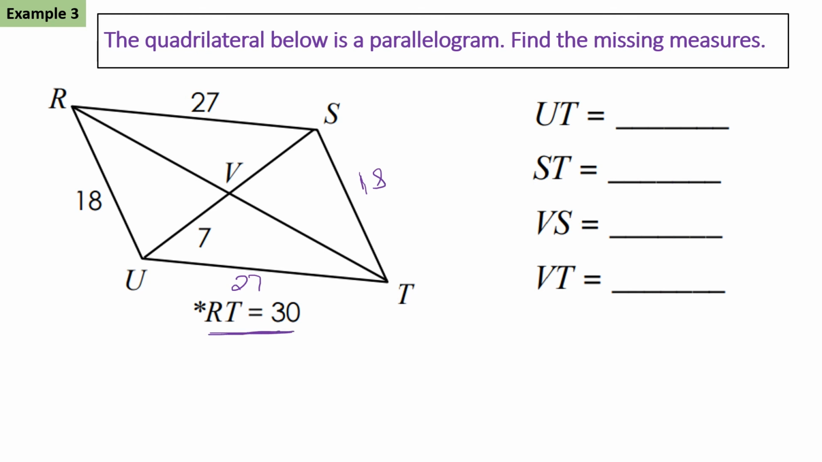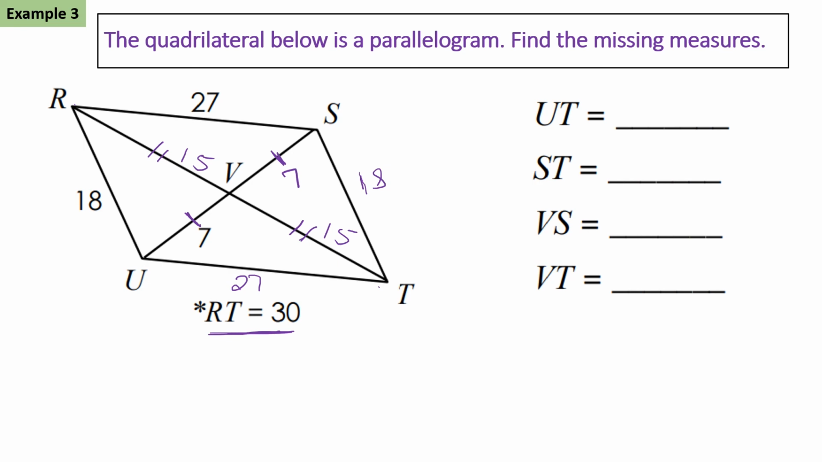Since I have the diagonals here, US and RT, we know that they bisect each other, so that would make RV and VT congruent, as well as UV and VS congruent. So if I know that UV is 7, VS is also 7. And since RT is 30, so the entire length of this diagonal is 30, each side will have to be 15. So just labeling what I know. So now let's see if we can answer these measures here.